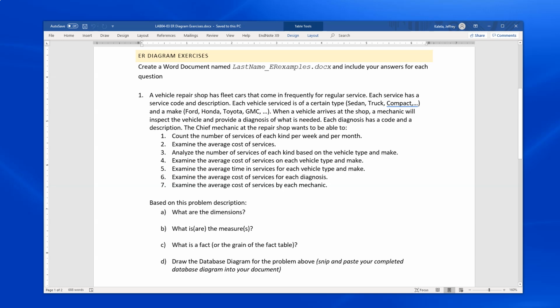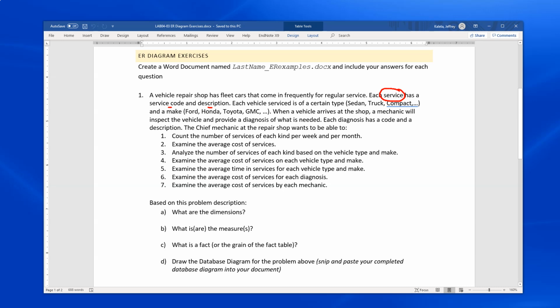So we also get an idea that service code and description belong to some type of object, and that object in this case is going to be a service. A service in an auto repair shop might be an oil change, or window wiper replacement, that type of thing. So we know that service is a potential dimension for this problem. Let's go back over it and see if there are other things that we can pull out as dimensions.